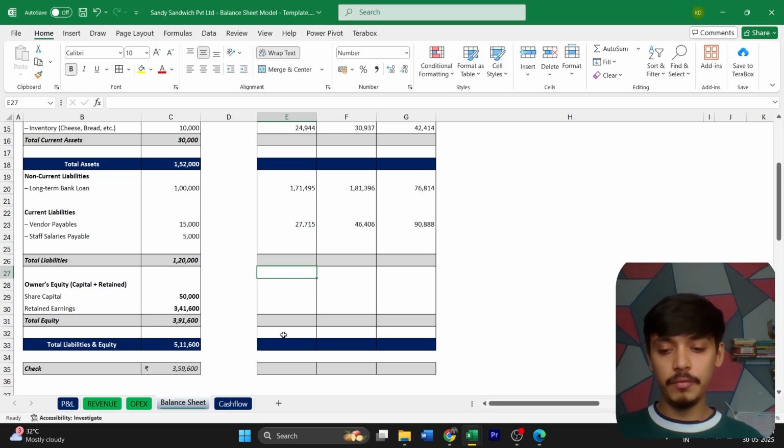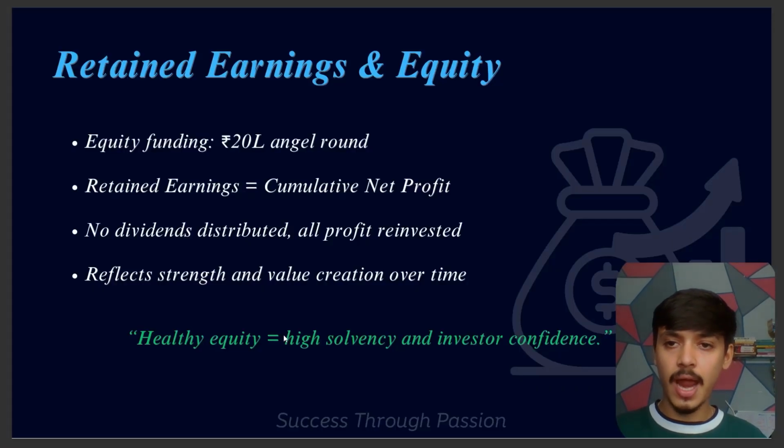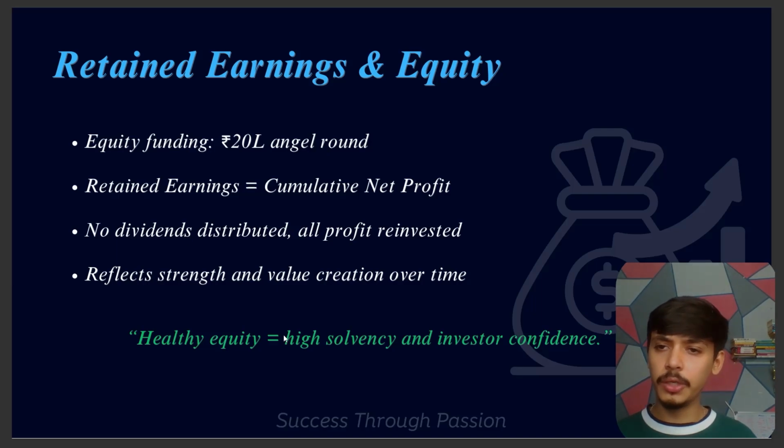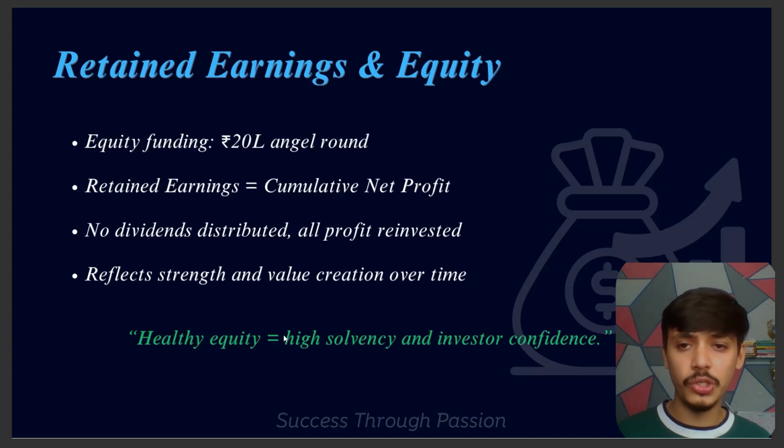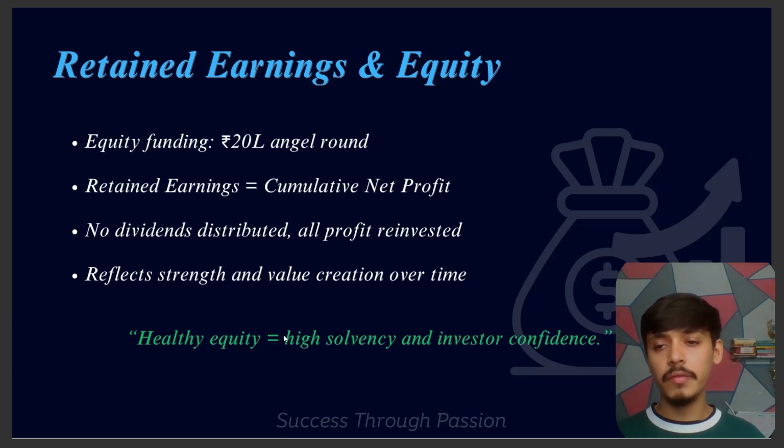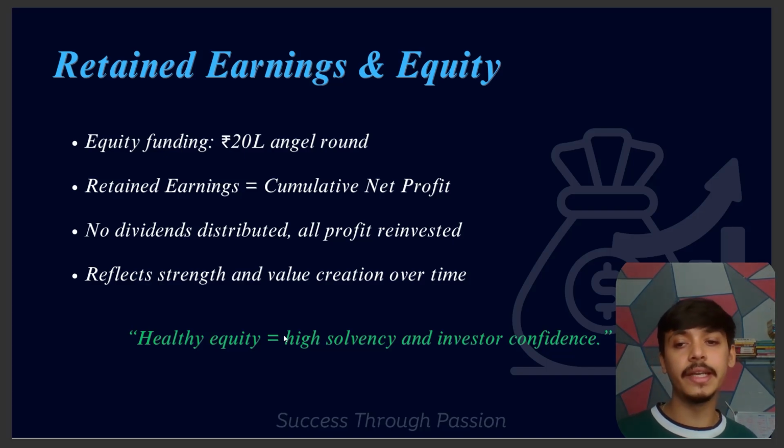For the equity, we will move on to our presentation and see. So equity funding is the 20 lakh angel round that we are doing in year 1. We have retained earnings with us, that is, cumulative net profit. No dividends are distributed, so all profit is retained earnings, and retained earnings reflect strength and value creation over time. So if your equity is increasing slowly and steadily over the years, it means that your business is doing well and operating efficiently. Healthy equity equals high solvency and investor confidence.